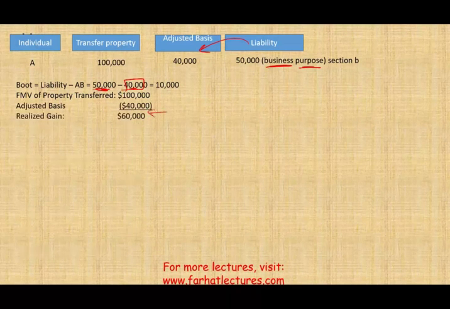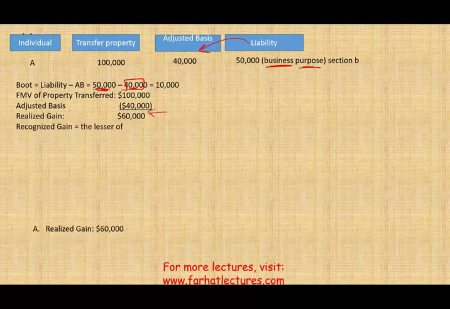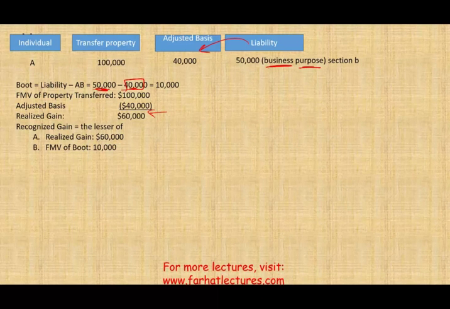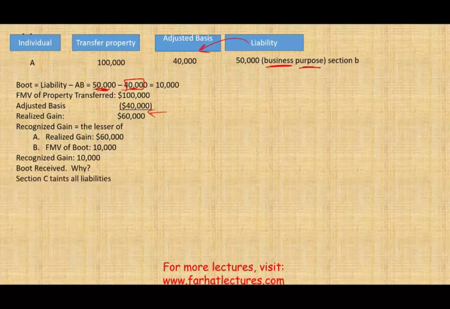Now we have a realized gain of $60,000. We did this for the fourth time now. What is the recognized gain? The lesser of the realized gain, $60,000, or the boot. The boot is $10,000. Okay. So what do we have here? Recognized gain of $10,000. Was there any boot received? Yes. And the boot received is the liability. I wanted to put this down here. Liability exceeds the adjusted basis.